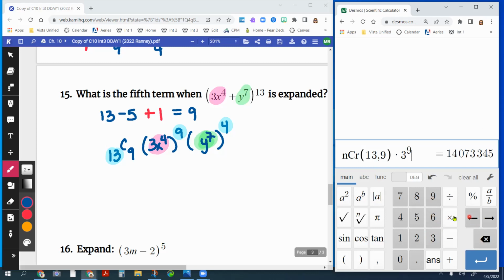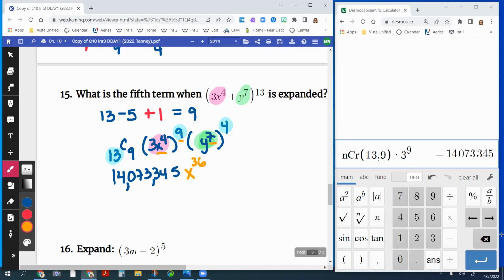And that is going to be multiplying with, well, my y to the 7th doesn't have an exponent, so I guess I'm not multiplying anything. So I am going to get 14,073,345. And then I'm going to have my x to the 4th raised to the power 9. Power to power I multiply, so it's going to be x to the 36.